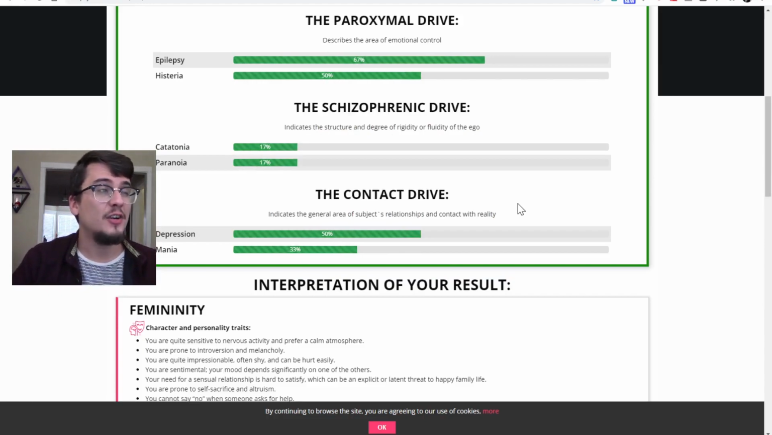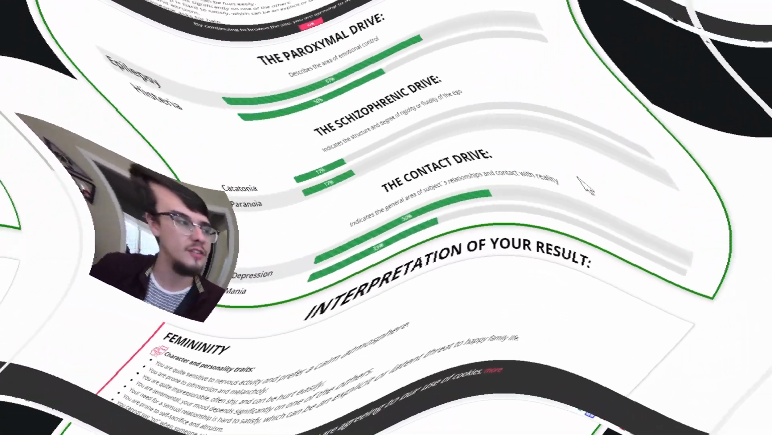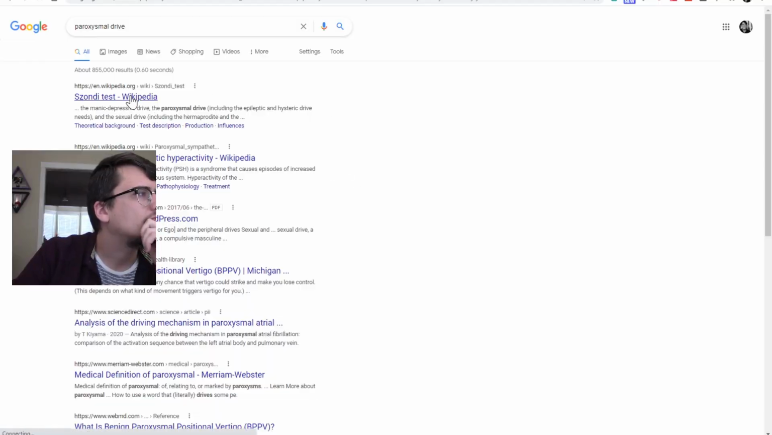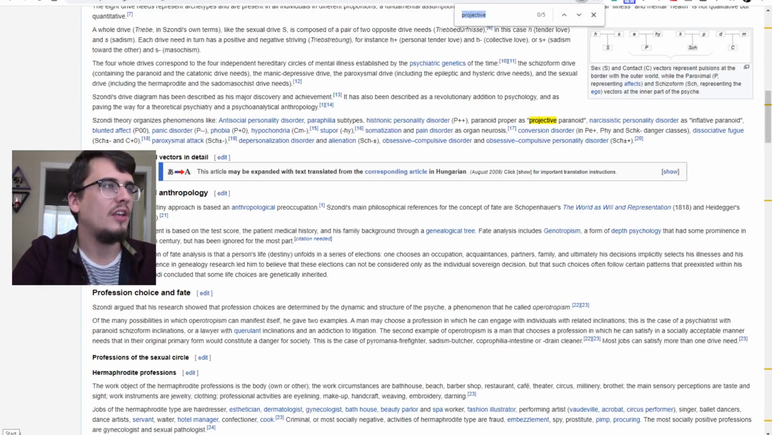So that was that, and then there are 3 other drives. Let's see. The paroxysmal drive describes the area of emotional control. Man, I wish that there were breakdowns for these. The schizophrenic drive indicates the structure and degree of rigidity or fluidity of the ego. And then the contact drive, which is all about our contact with reality. Middle of the road with depression. What can I say? That's definitely true. I have my ups and my downs, and you surf the waves. Maybe I can do a little research here. Paroxysmal. When in doubt, wiki it out.